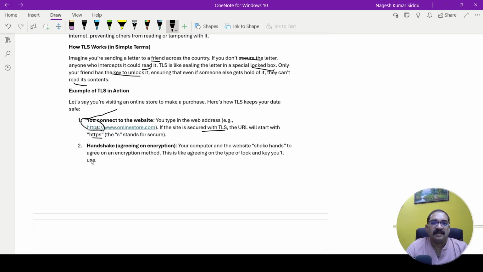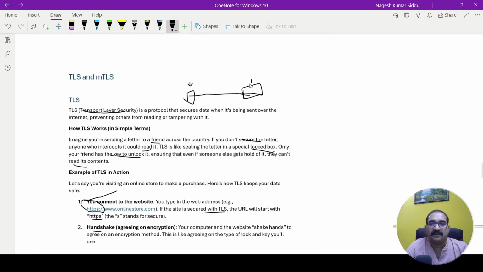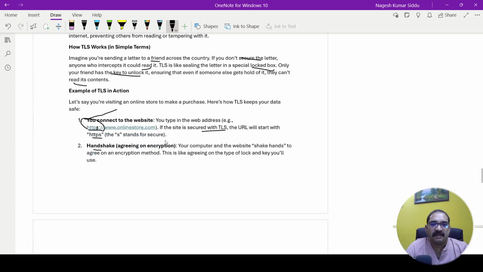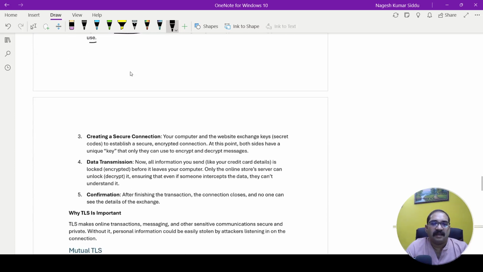That's the first step. The second step is a handshake. Handshake means sharing the key. Like I mentioned, your friend needs to have the key to the lock that you have provided. How the handshake happens is your computer and the website shake hands to agree on an encryption method. This is like agreeing on the type of lock and the key to use. Once the handshake is done, a secure connection is created. Your computer and the website exchange keys to establish a secure encrypted connection.